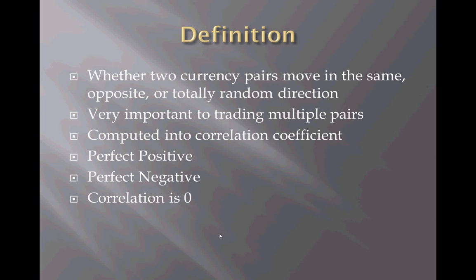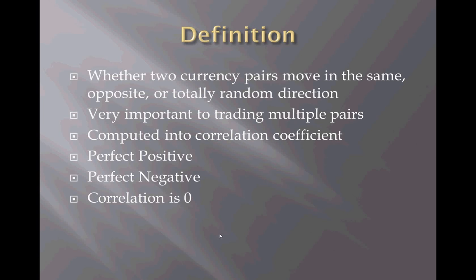Correlation is computed by what is known as the correlation coefficient, which ranges between -1 and +1. Perfect positive correlation, a correlation coefficient of +1, implies that the two currency pairs will move in the same direction 100% of the time.